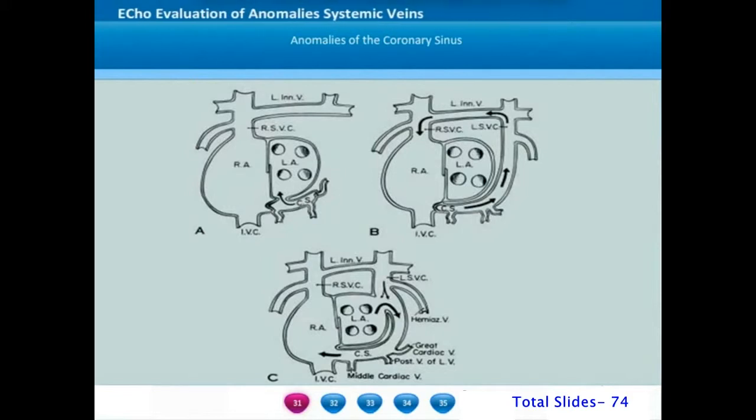Since the flow of the blood is from the left atrium into the right atrium through the unroofed portion of the coronary sinus, it is grouped under the heading of atrial septal defects.